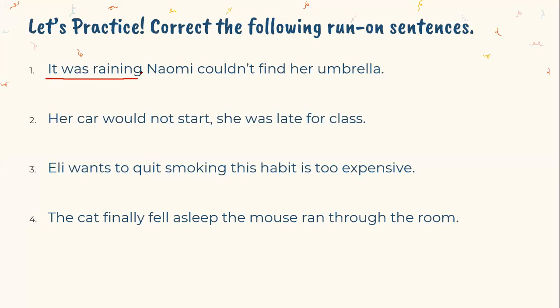Here, the first idea ends. So this is the first independent clause. Naomi couldn't find her umbrella is the second independent clause. These two independent clauses are not joined in a correct way. So you can join them in three ways.